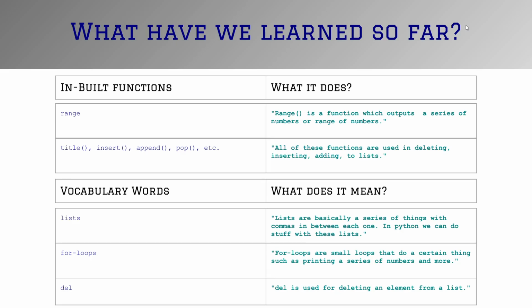What have we learned so far in Python? In part 1 and part 2 of lists and loops, we learned about inbuilt functions and some vocabulary words. The inbuilt functions we learned were called range, title, insert, append, pop, and lots more. Some vocabulary words we learned were called lists, for loops, and del. Let's see what each of them do and what they mean.